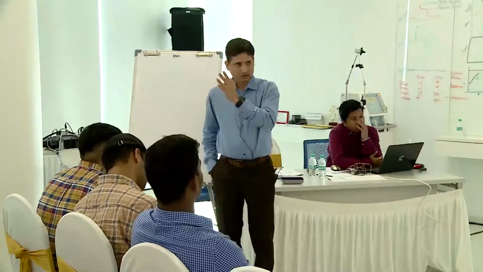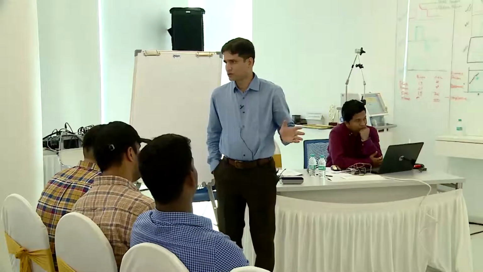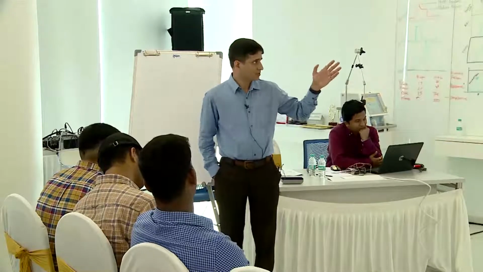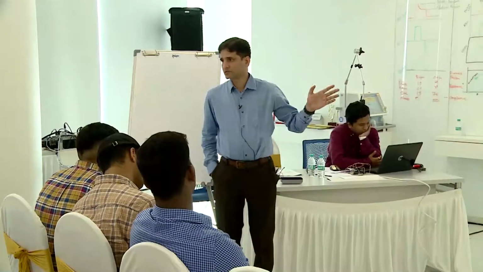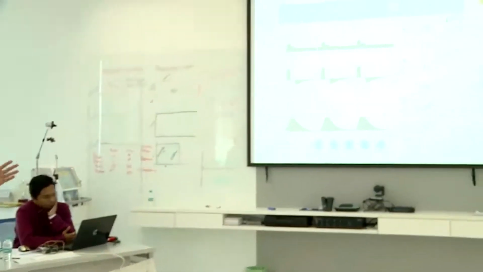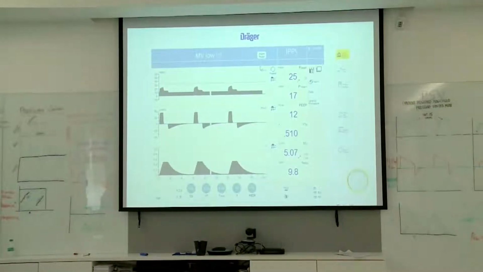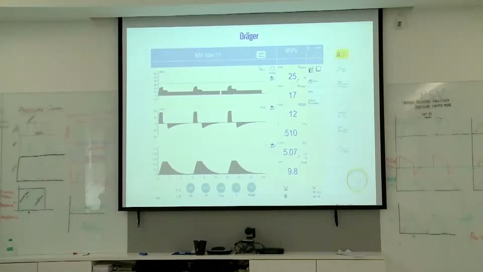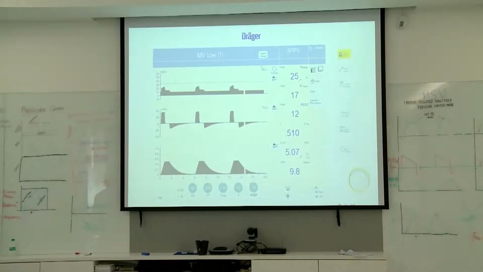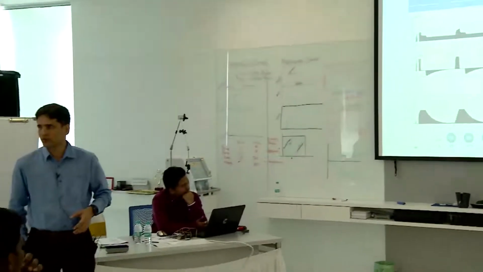So we have control mode, then assist control mode, and spontaneous mode. In control mode we have two types: volume control and pressure control. In spontaneous mode we have pressure support ventilation (PSV) and CPAP, continuous positive airway pressure mode. So PSV and CPAP are spontaneous modes, and volume control and pressure control are the two control modes, with assist control in between. I will tell you how the assist control mode looks.